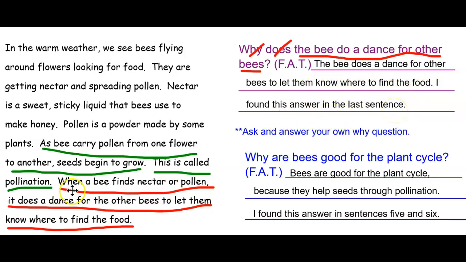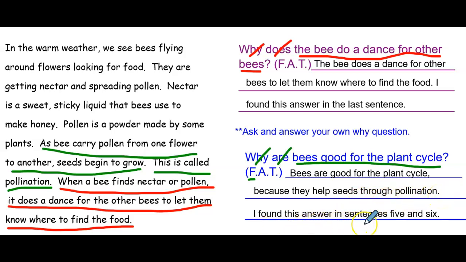Here it is, boys and girls. When a bee finds nectar or pollen, it does a dance for the other bees to let them know where to find food. Now let's look at our next question. Why are bees good for the plant cycle? Remember, we want to first flip the question into an answer by crossing off the question words and underlining everything else. Your answer should be, bees are good for the plant cycle because they help seeds through pollination.